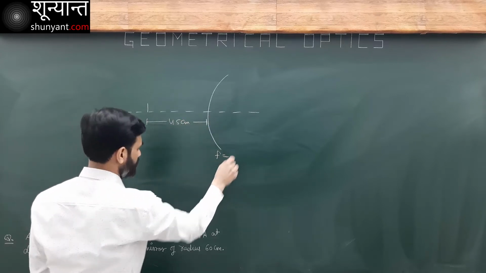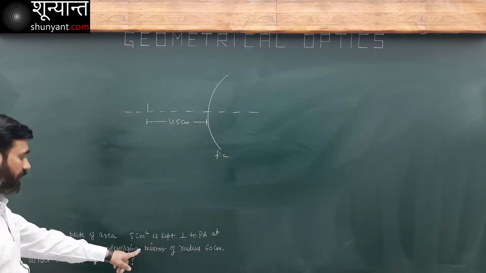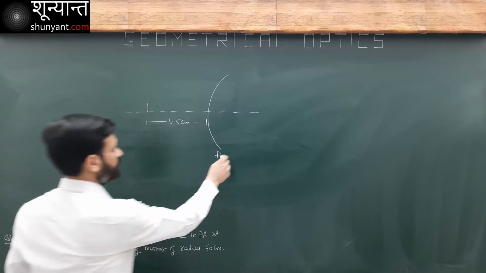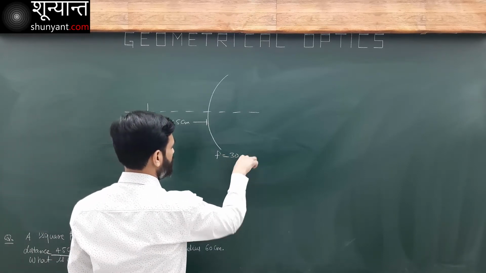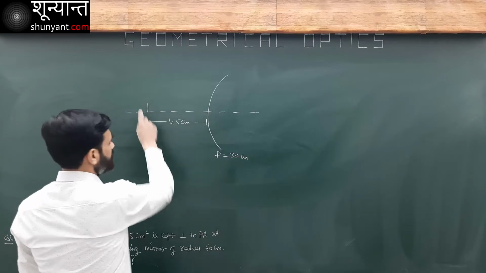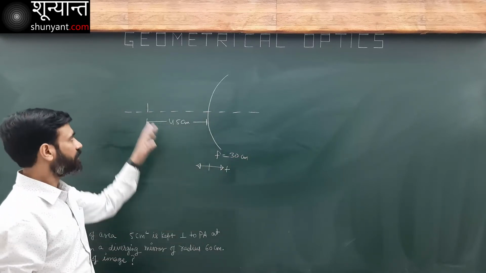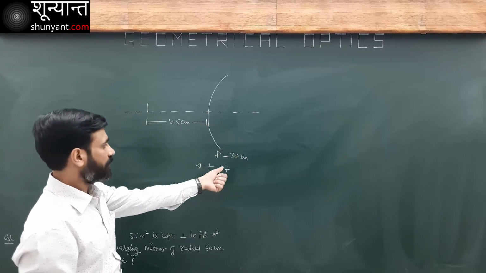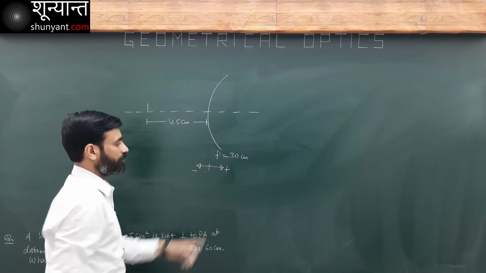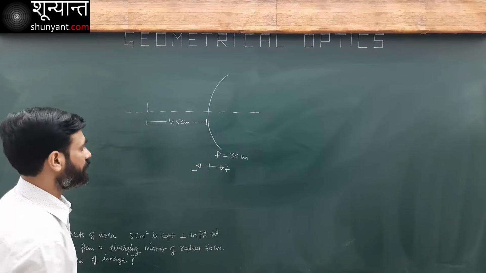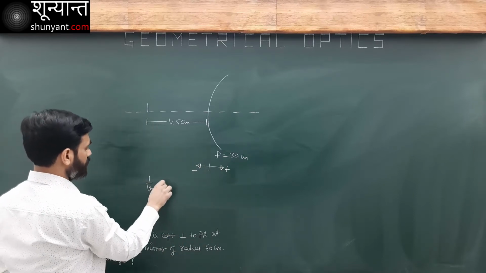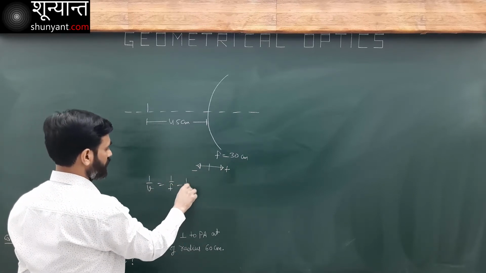Focal length is given. What is focal length? Radius is 60, focal length will be 30 centimeter. Object is here. This becomes my incident rays. Incident rays are going towards right. This becomes positive, this becomes negative. What will be 1 over V? It is 1 over F minus 1 over U.